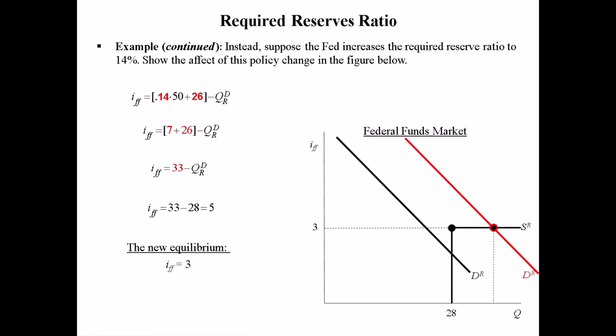The amount of the discount loan it has to do to keep interest rates from going above 3 is the difference between this value and that value. And this value here is 30. So if I plug 30 into my new demand curve, I get 3, right? 33 minus 3 is 3. So the Fed's going to do discount loans of about $2 billion to keep the federal funds market at 3. Okay.